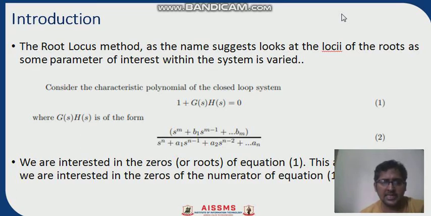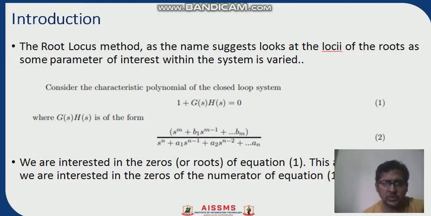G(s)H(s) has a numerator and a denominator, and it will be in the form s to the power m plus b1 s to the power m minus 1 plus ... plus bm, divided by s to the power n plus a1 s to the power n minus 1 plus a2 s to the power n minus 2 plus ... plus an. So we are interested in the zeros of equation number 1, that is, the roots of that equation.